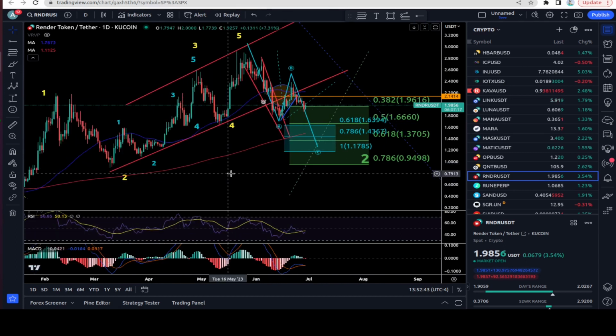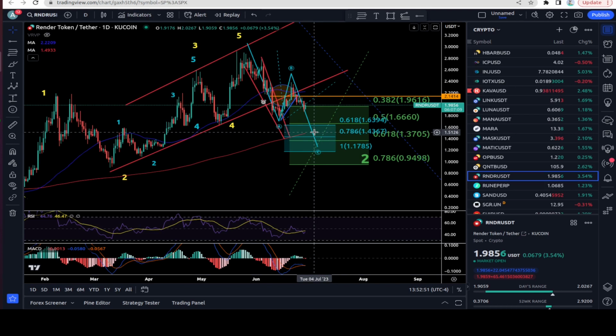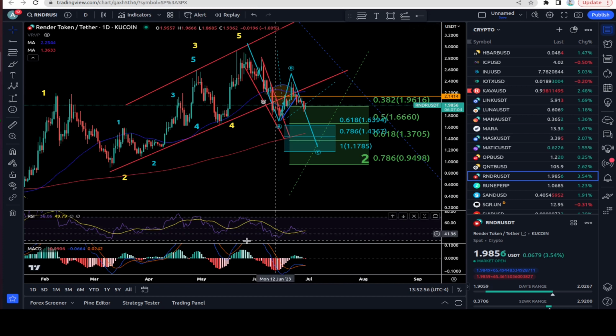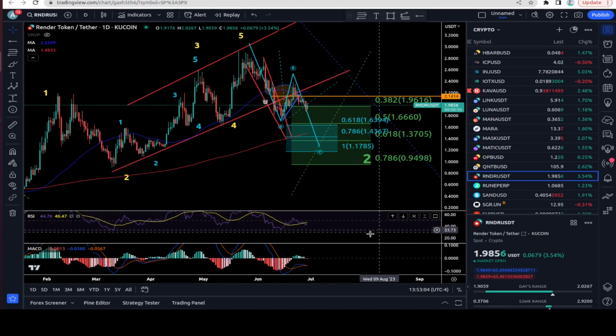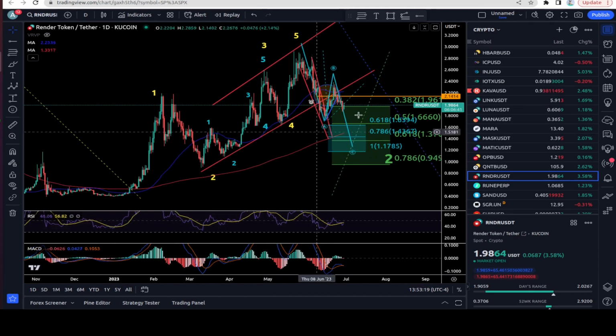We can see as well that now I'm on the daily one, and this line here is the MA 200. So this can also create a nice additional support for Render. Now the RSI, we can see it's still in decline, and it would be best if we get near the oversold level. We are currently at almost 45, so we have plenty of room to go lower and still be in an ideal retracement for a wave 2.